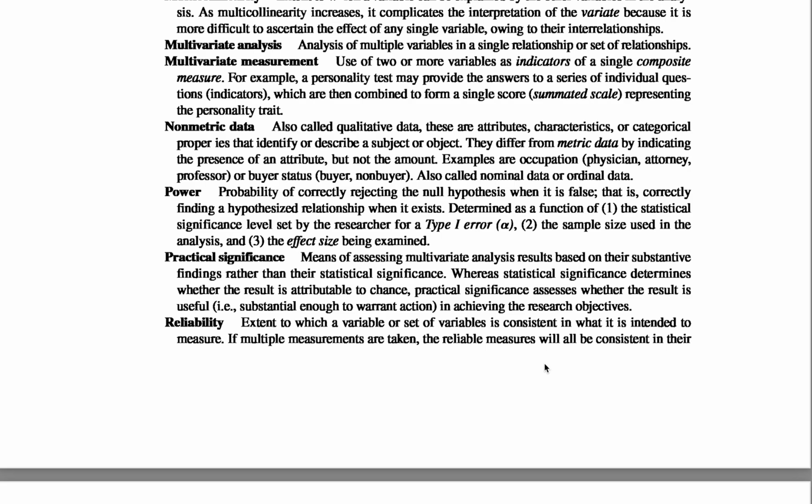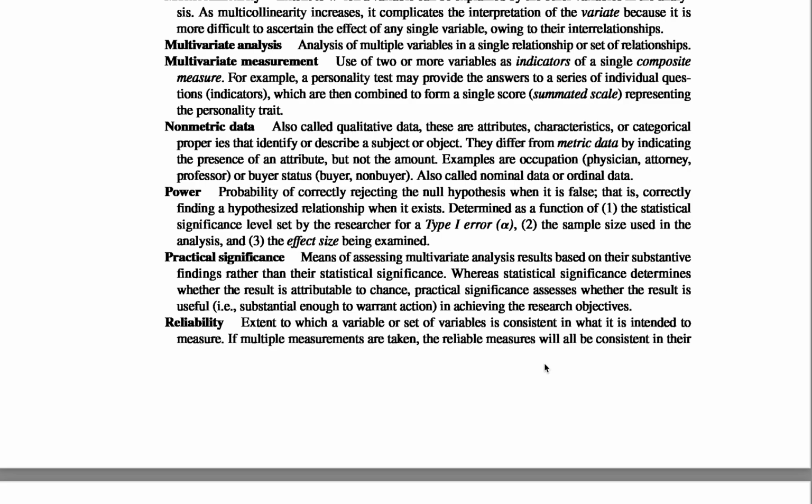Power: the probability of correctly rejecting the null hypothesis when it is false, that is, correctly finding a hypothesized relationship when it exists. It is determined as a function of the statistical significance level set by the researcher for a Type 1 error, which we call alpha error, the sample size used in the analysis, and the effect size being examined.